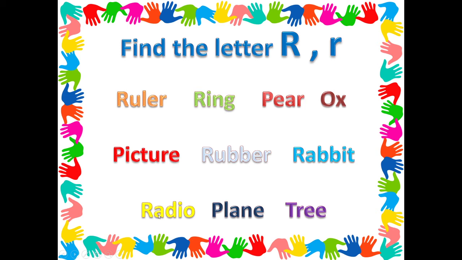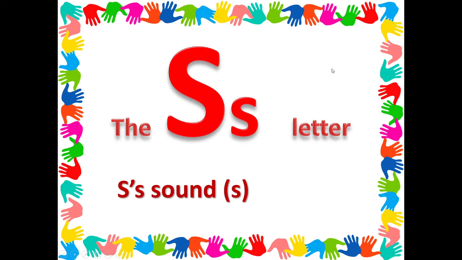At the beginning of the word, it has the letter R, R capital. Plane. Does it have the letter R? Oh, no, it does not. There's no R here. Now, tree. Yes, here's R small in the middle of the word. Now, let's go to the next letter.